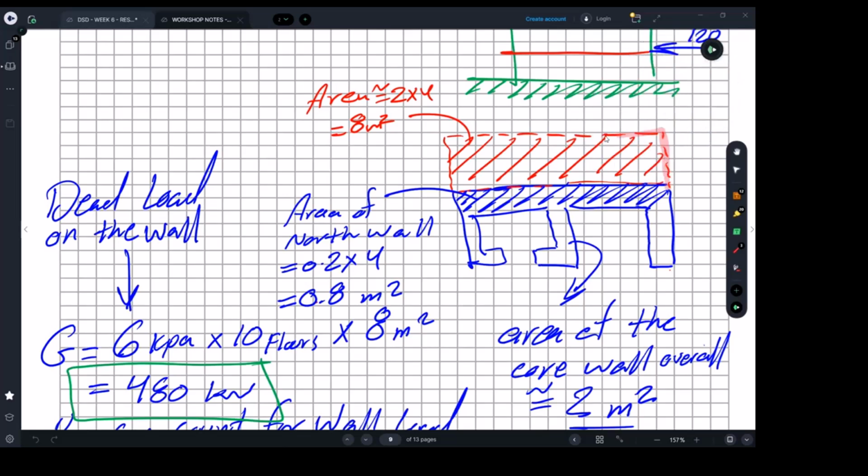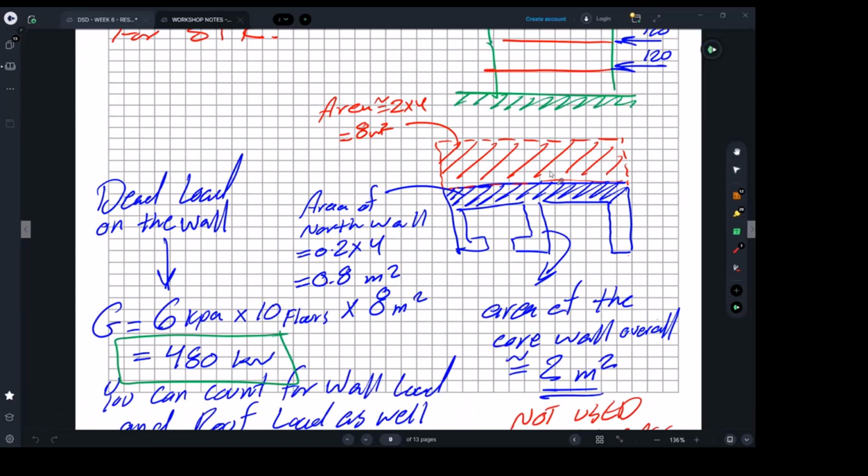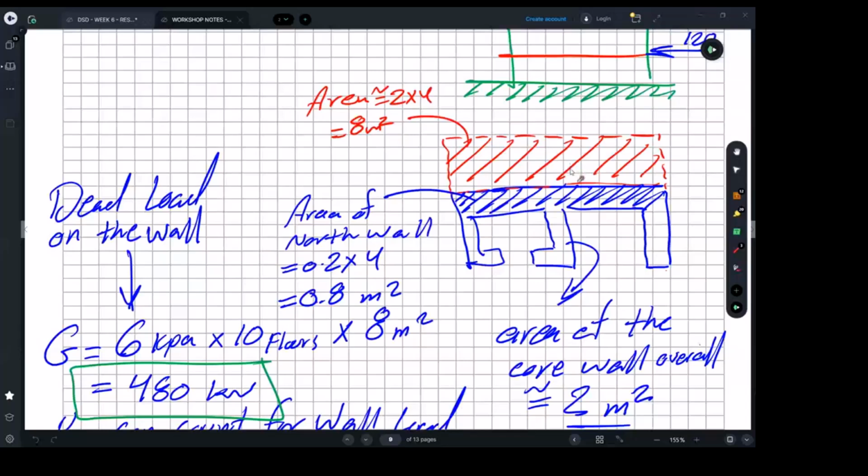So this area, do you know how we define this area? Oh, yes, sir. Using hatch, we measure the half distance between the end of wall to the next element. Excellent. So yes, basically you need to calculate this area, which I estimated to be about 8 square meters. Maybe yours is different.